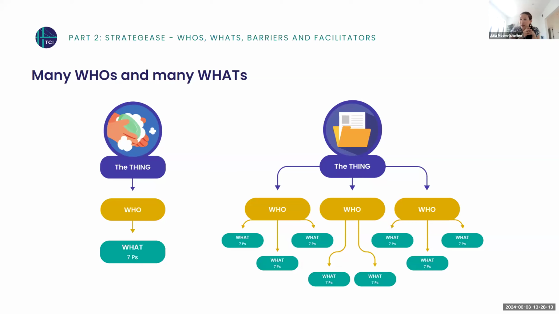But almost everyone ends up in a situation that looks more like this, where you have a thing and you might have 3, 5, 10, 12 who's, and each who is being asked to do a whole bunch of different things. And so unpacking all those who's and what they're being asked to do really helps us understand all the nuances of what we're about to implement. And then we use that to take us to the next step of unpacking what their barriers are.